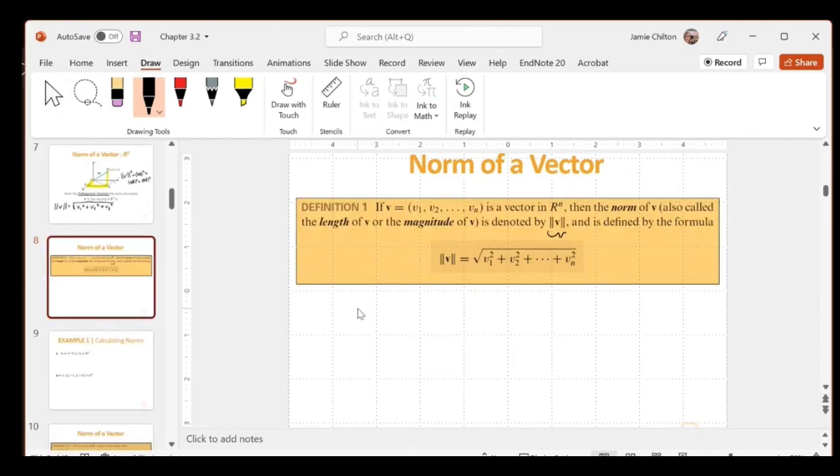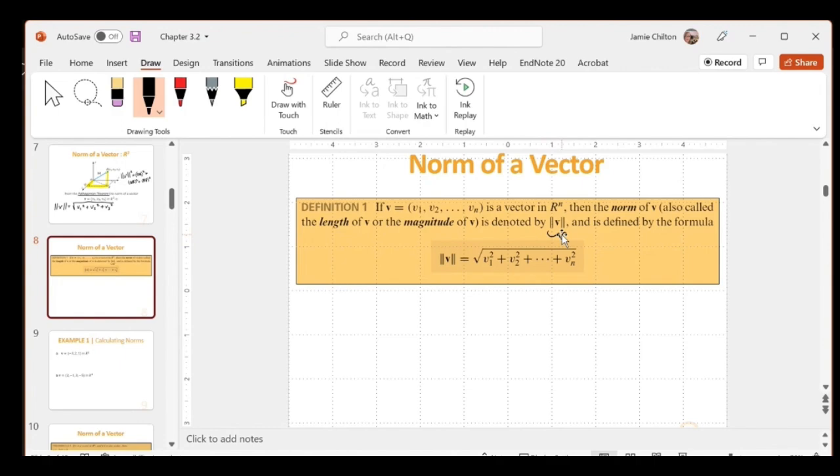Here is going to be your definition 1. If you have a vector in real space, it depends on the problem what dimension we're going to go up to, so all the way through Vn, then the norm of V, so don't forget, it's also the length of V or the magnitude of V. It's denoted by this notation.